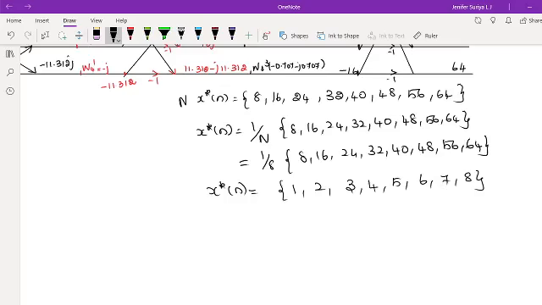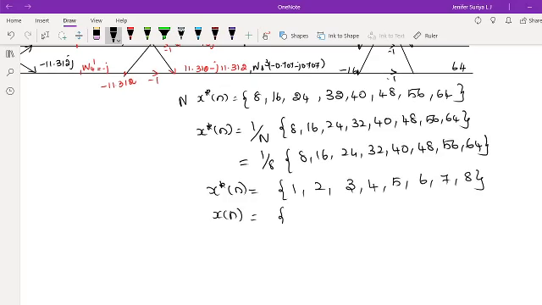So what is x of n? If there are any imaginary terms, we can represent the conjugate, but there is no imaginary term. So we can write the values as they are: 1, 2, 3, 4, 5, 6, 7, 8. So we have got the IDFT with the help of the DIT FFT algorithm.